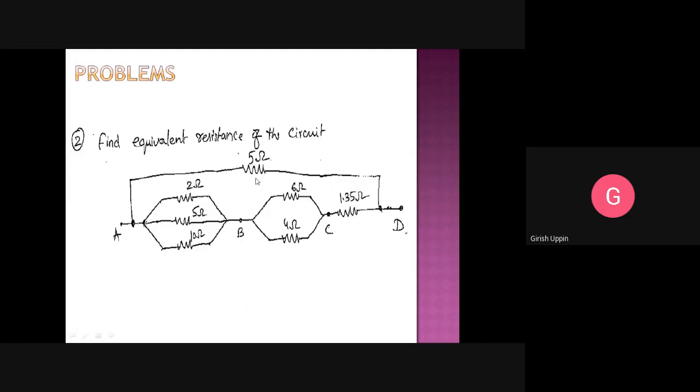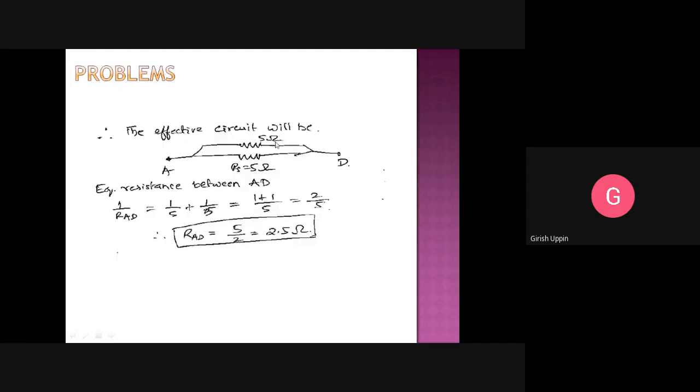Now, 5 ohm is connected in parallel with 5 ohm. So the scenario is 5 ohm in parallel with 5 ohm. You can use the property that the resistors are the same: Rp is equal to R by N. The R value is 5, N, the number of parallel paths, is 2. 5 divided by 2 is 2.5.